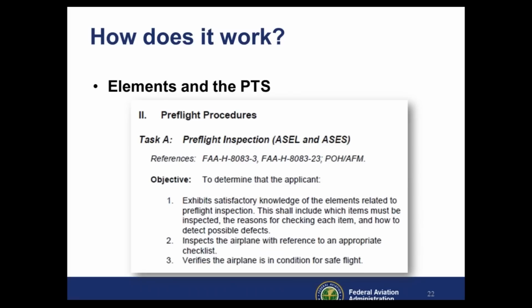In this example, we have a pre-flight inspection task, and it has 3 elements. Element 1 is basically talking about what items you need to inspect during the pre-flight, why you need to inspect those things, and how you would detect if there's something wrong with those things. Item 2 is that you use a checklist when you inspect your aircraft, and item 3 is that you make sure the airplane's in condition for safe flight.